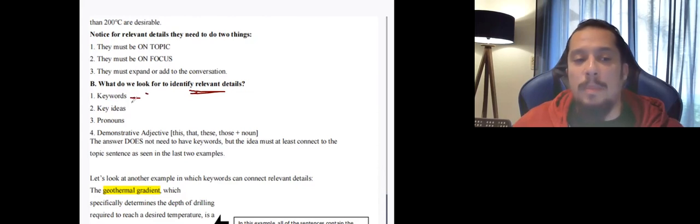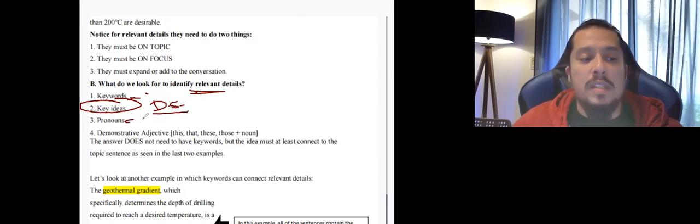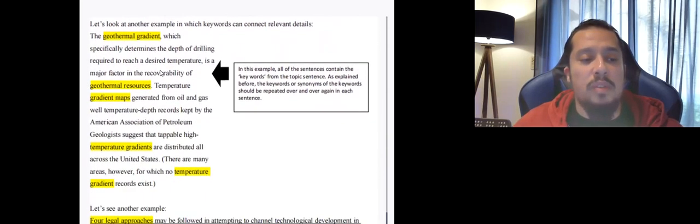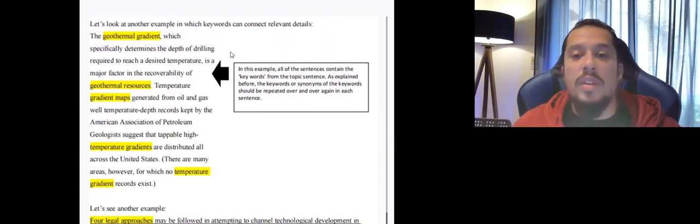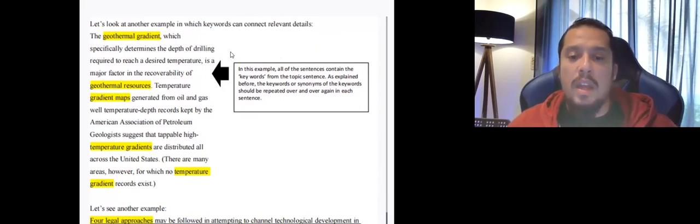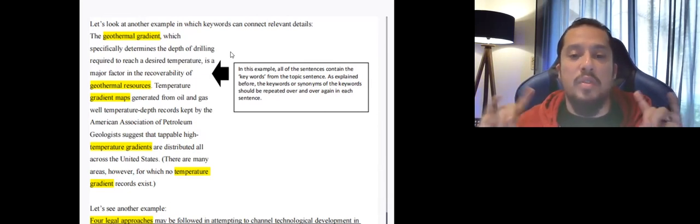So what do we look for in relevant details? Well, I generally don't like keywords. I like key ideas, especially if you're taking the digital SAT, you need to focus on key ideas. If you're into EST or ACT, pronouns, demonstrative adjectives, this, that, these, those, and other things, right? So this is a final example, but I'm going to end here. So this is relevant details. When we practice questions about this, we want to make sure our answer is related to the discussion, adds information, adds details, and is related to the topic and focus of the paragraph. You can learn anything, Mr. Sema, out.